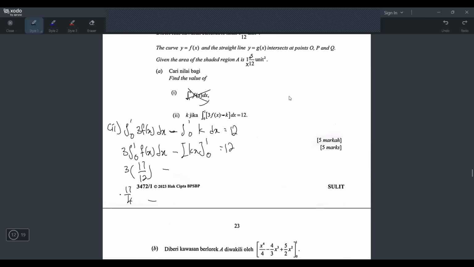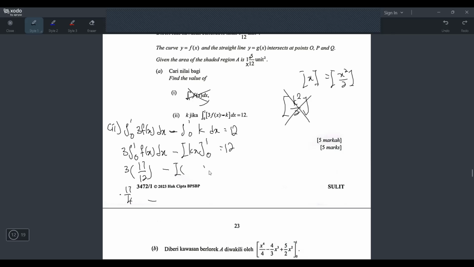I see some students make this mistake. When they integrate k, they will write k squared over 2. This one is wrong. If you integrate x, then only you can write x squared over 2, right? But if you integrate k, k is like a constant. So when you integrate a number, you just add x. Remember the x is the variable here. So this is the correct way.